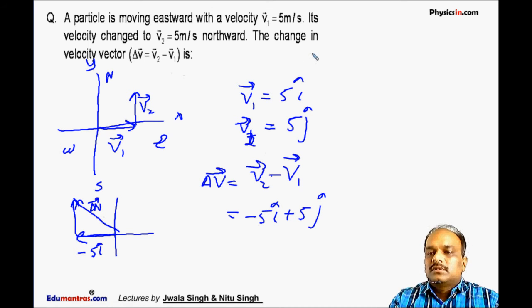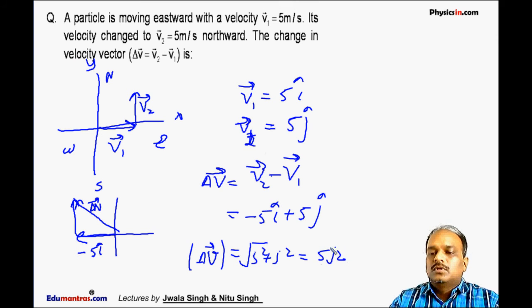So first, the change in velocity vector magnitude: mod of delta v is root over 5 square plus 5 square, which is equal to 5 root 2. So the change in velocity is 5 root 2 meter per second along the northwest direction.